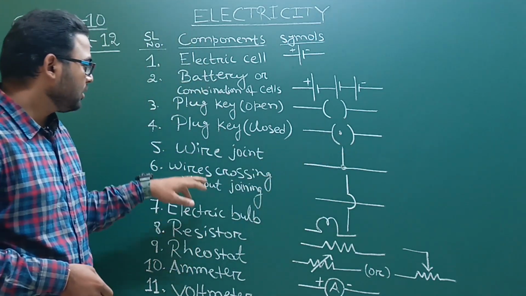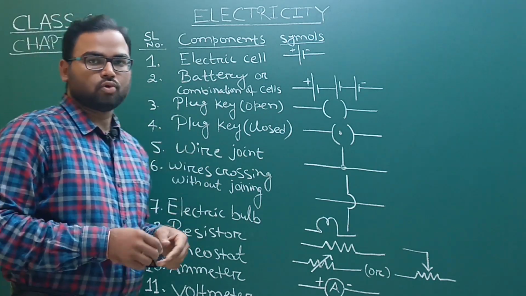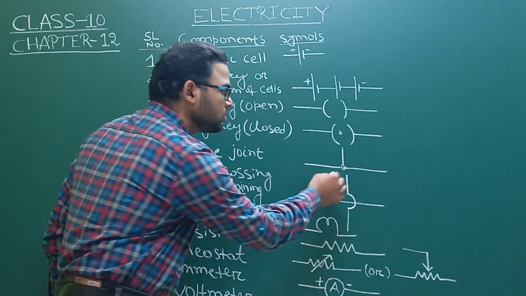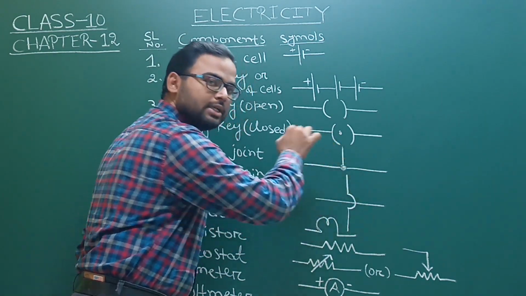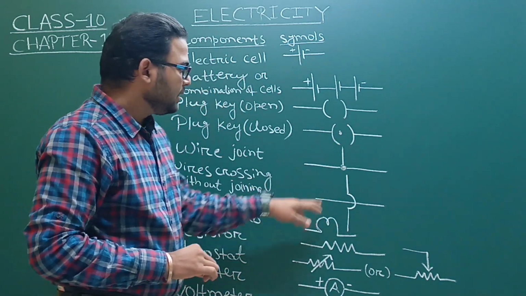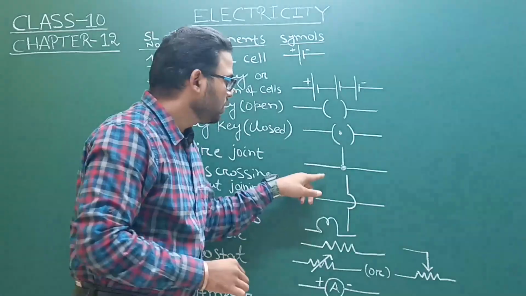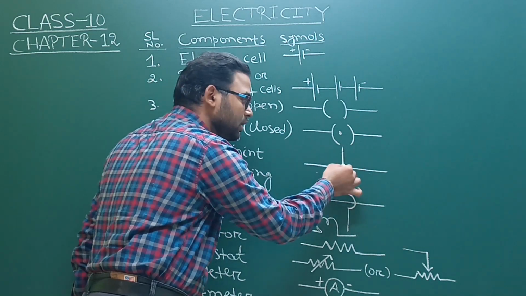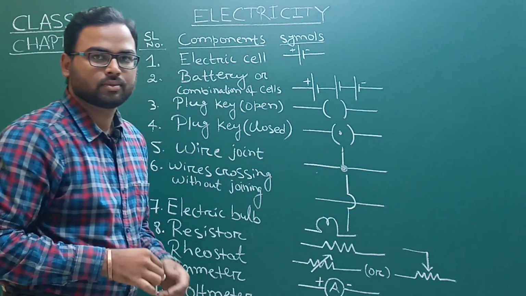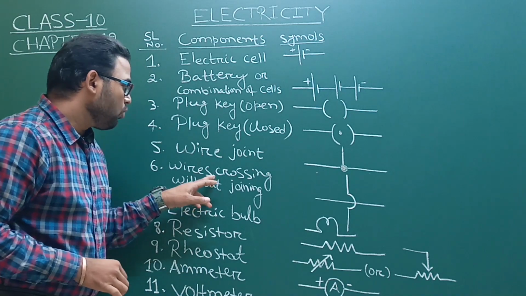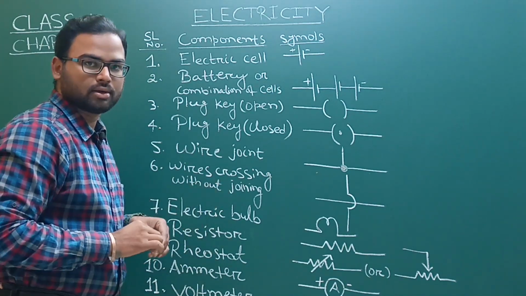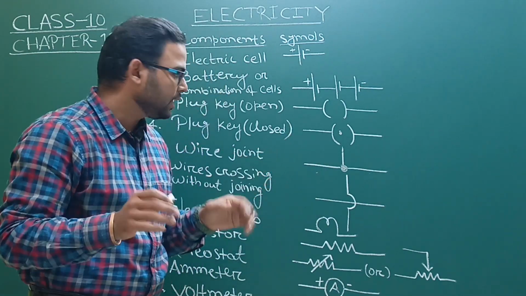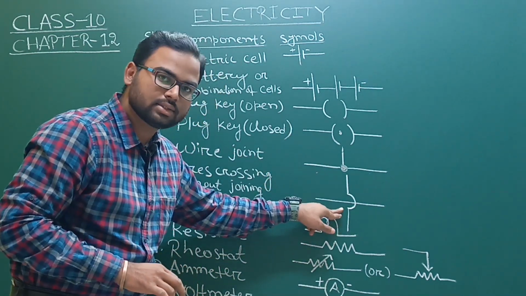Okay. Then if we join some wires, there will be a junction. This point is called a junction, and it is represented by this symbol. This is a wire, this is another wire, and this is another wire. These three wires were joined here. Okay. Next, wires crossing without joining. If wires cross without any joint, then it is represented by this symbol.